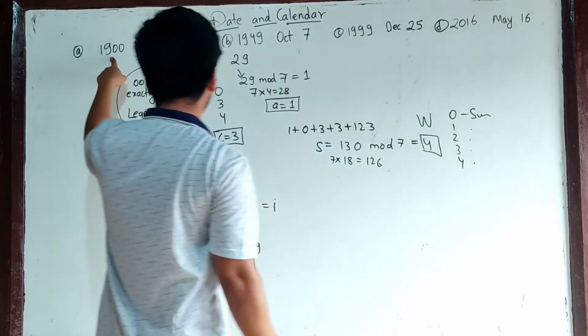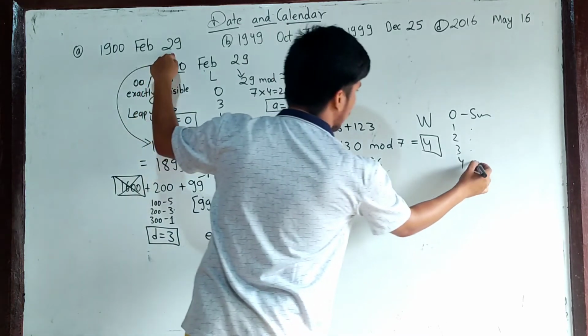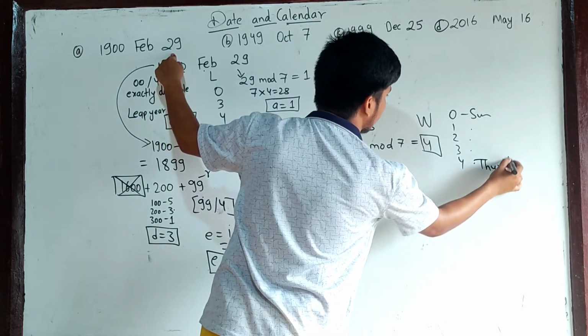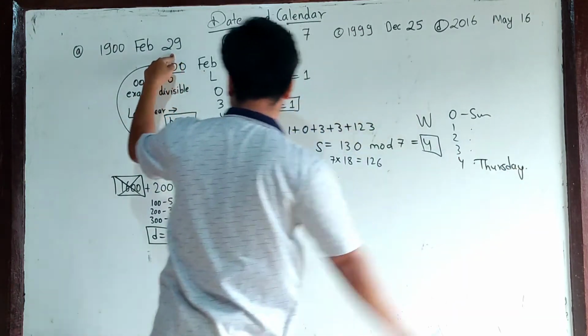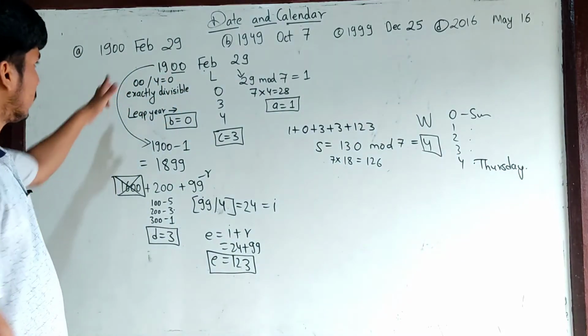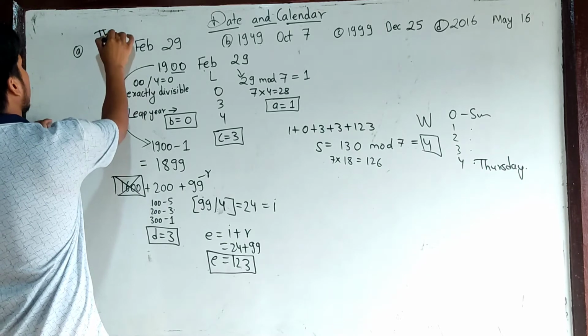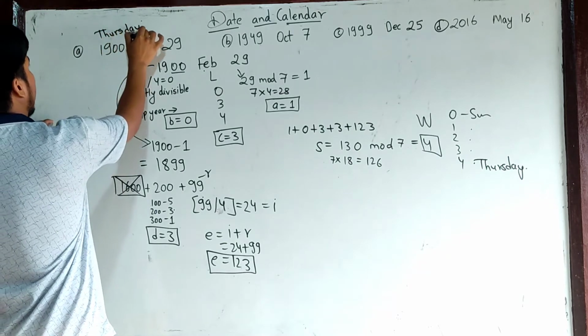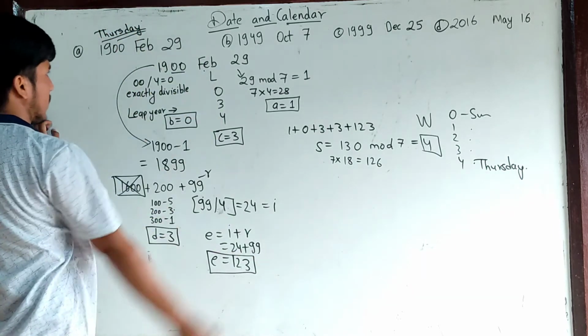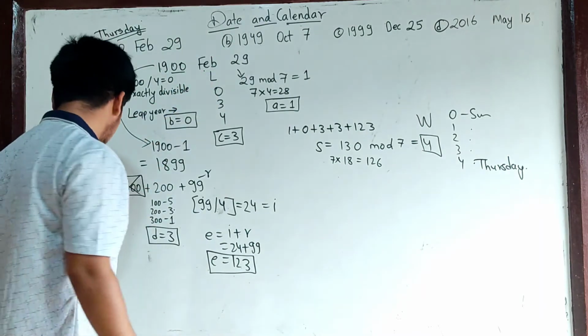So 1900 February 29 must be what? Thursday. Thursday is our answer, right? This trick gave us Thursday. So 1900 February 29 is Thursday. Now let's move on to the next question, B.